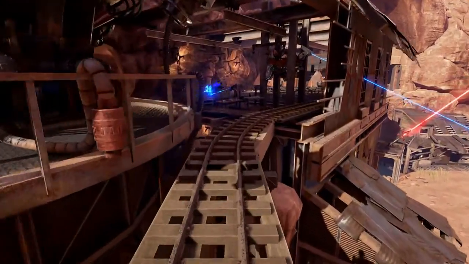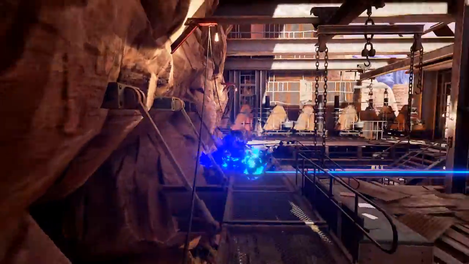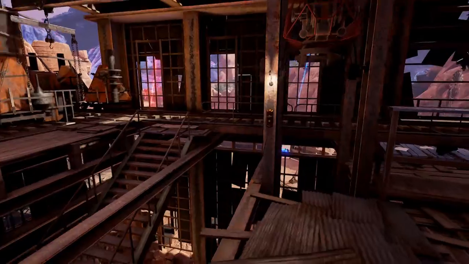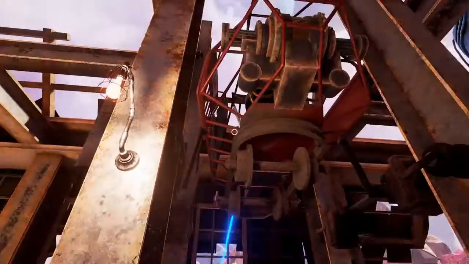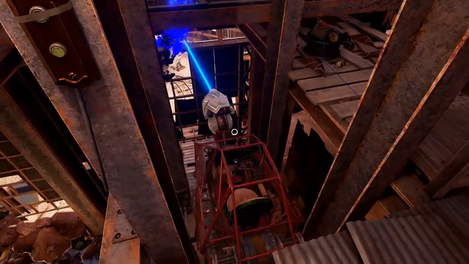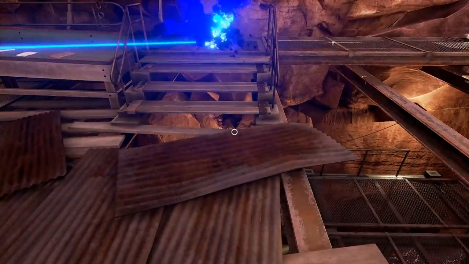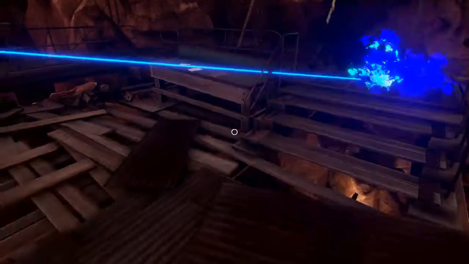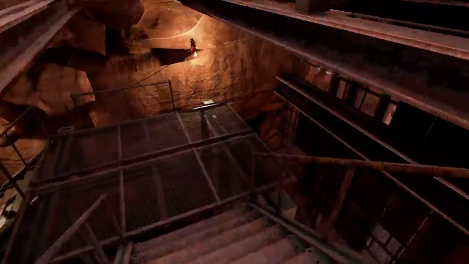Okay, let's check this thing out. Is there a way to lower this? Ah, there's a button. Push it. Hey, there we go. Okay, I gotta get downstairs. How do I get... Oh, yeah. Okay, so I'm assuming I have to take out that red beam, I think.